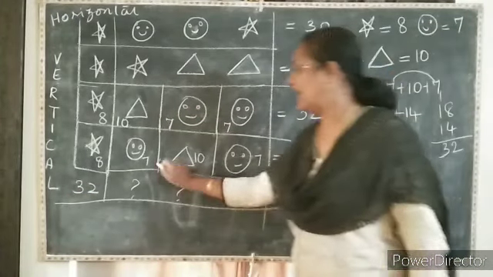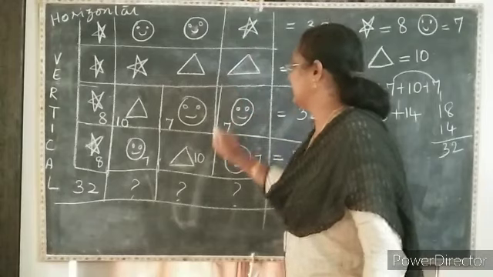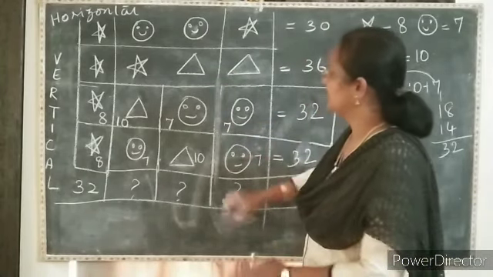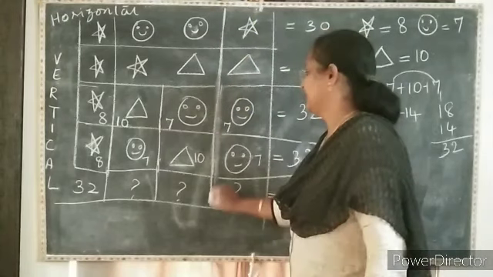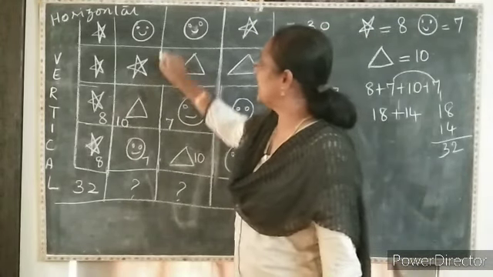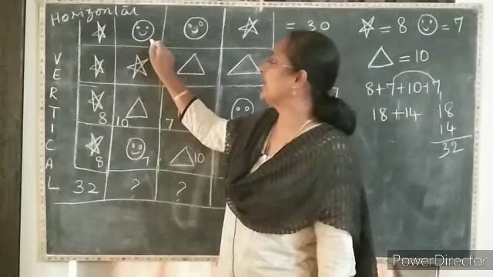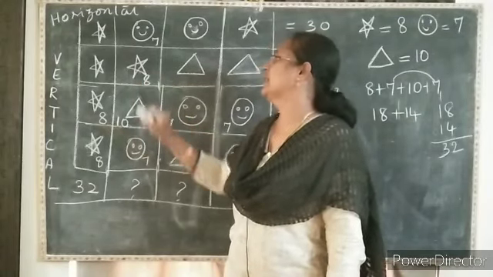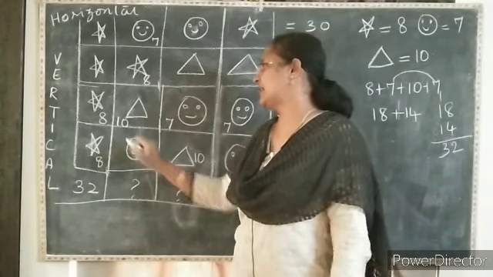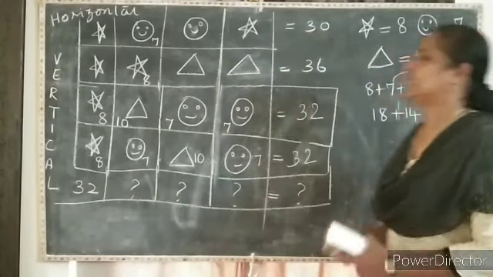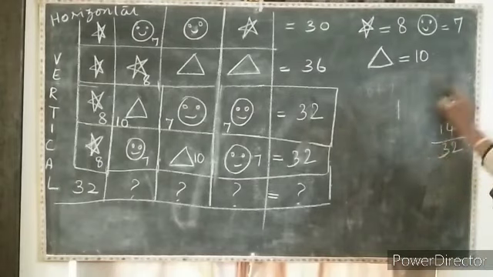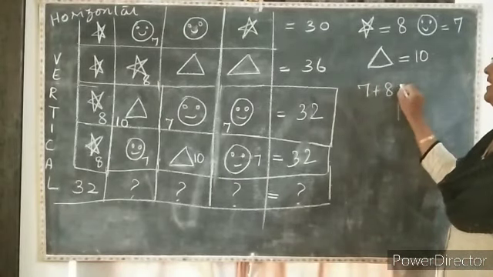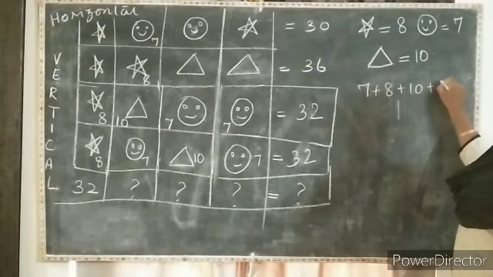Now what are we going to do? Now we are going to add the vertical. We are going to add what? All the vertical numbers, isn't it? Now look into these vertical numbers. Here smiley is how much? 7. Star is how much? 8. Triangle is how much? 10. Again smiley is how much? 7. So I am going to add the numbers vertically. What are they? 7 plus 8 plus 10 plus 7.